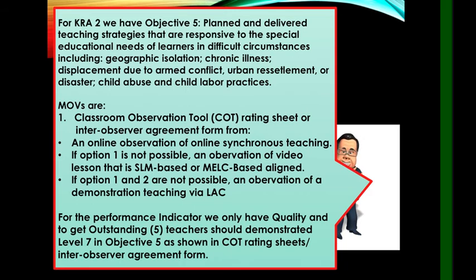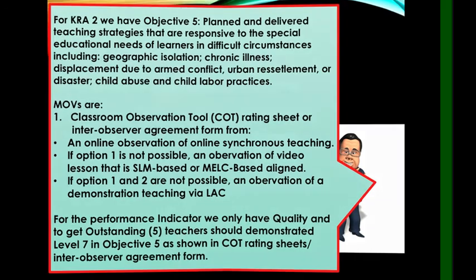So for the performance indicator, we only have quality here, and to get an outstanding 5, the teacher should demonstrate level 7. So again, to get a 5, you should have a grade of level 7 here in the COT rating. So again, I would like to remind everyone that we need two COT observations. I mean, we need to have two ratings for this school year.